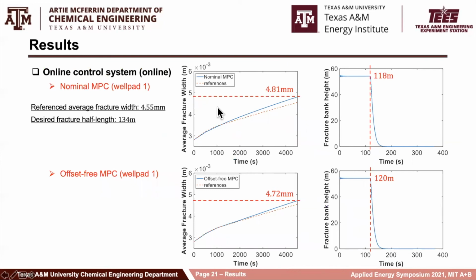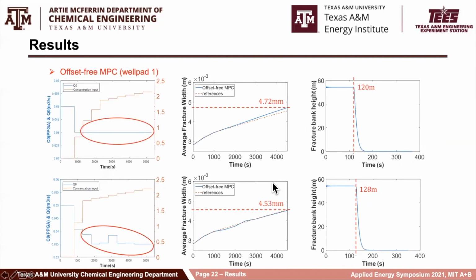As for the online control system, we compare the tracking performance from the nominal MPC system and offset-free MPC system. With the offset-free MPC, the tracking performance can be enhanced, and thus the fracture geometry gets closer to the desired value. However, for some well paths like well pad 1 here, the offset cannot be completely removed. In this sense, we further test the results by relaxing the input constraints, considering that the flow rate designed for well pad 1 is always at the lower bound.